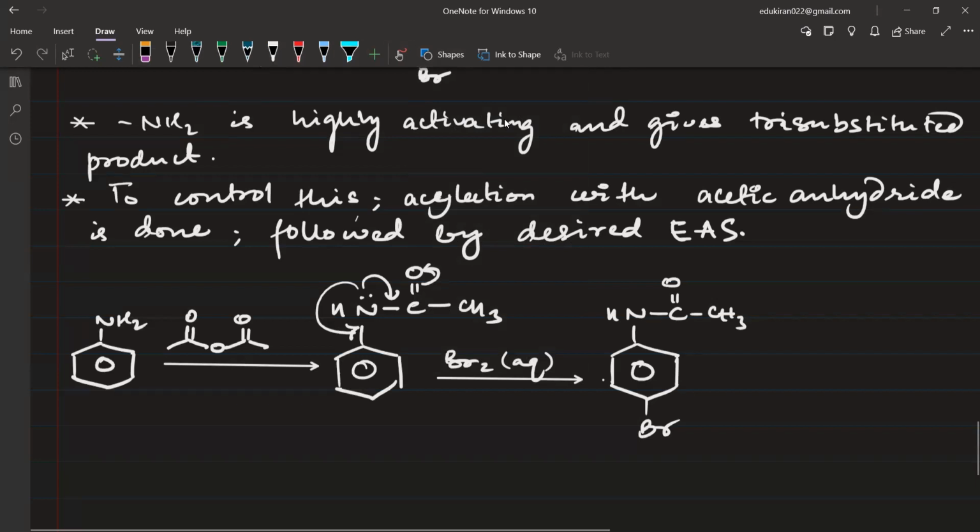Now, to get the NH2 back, we react this with H plus or OH negative in water.